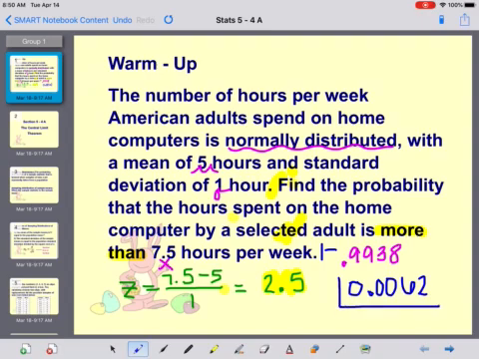which is tiny, which makes sense because 2.5 was a pretty big standard deviation or pretty big z-score. So anything to the right of that, there's not going to be a whole lot to the right of a 2.5 z-score. So 0.0062 is a small number to the right, and that's what we would have expected.